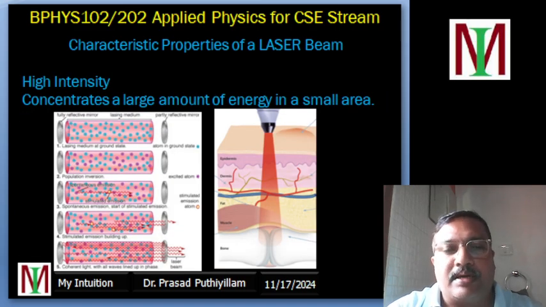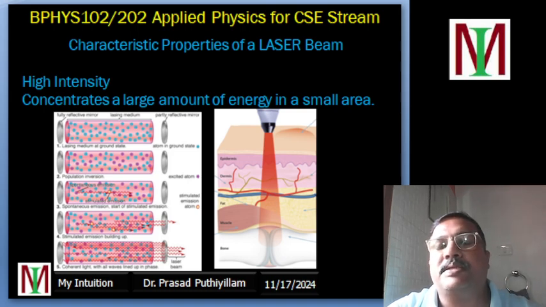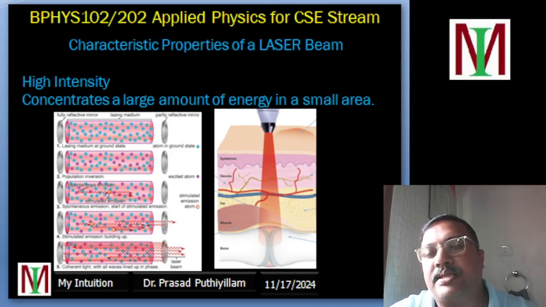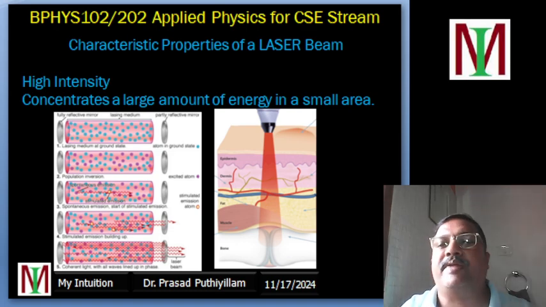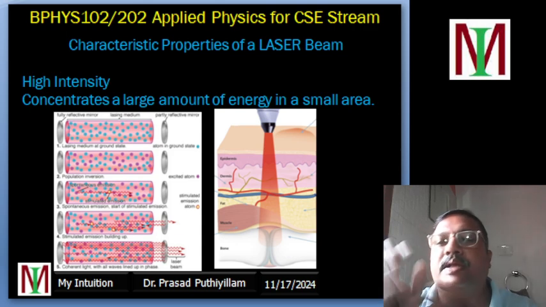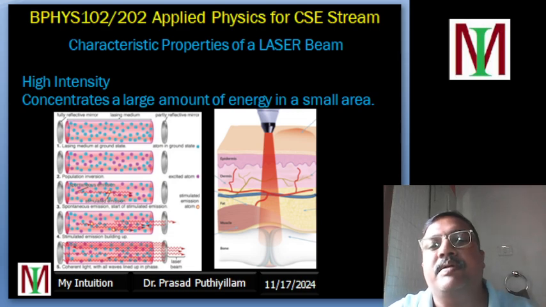Now the intensity is another defining characteristic of a laser beam. It has high intensity. Intensity refers to the energy which is carried by the beam per unit area. The laser beams are highly intense. It means that they pack a lot of energy into a small area. A large amount of energy is kept in a small area, therefore it becomes very intense.